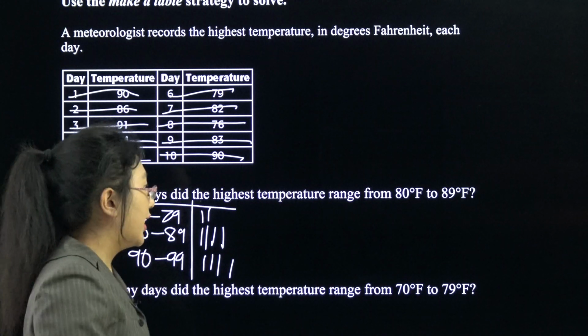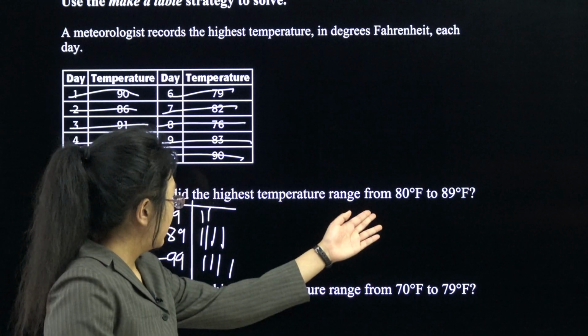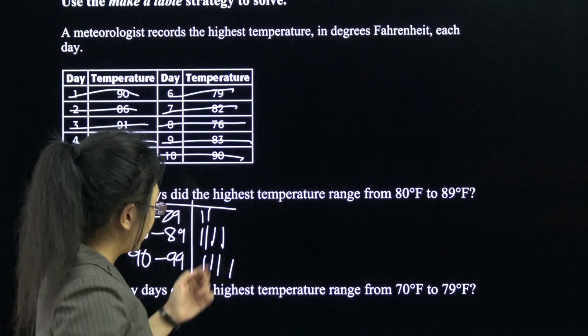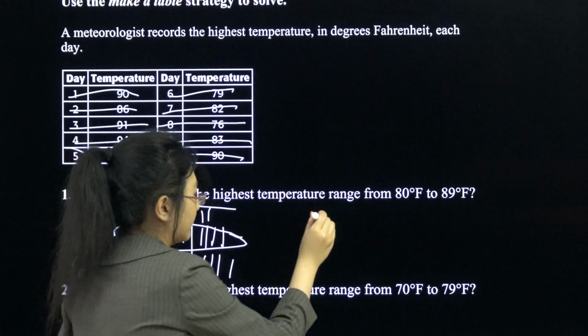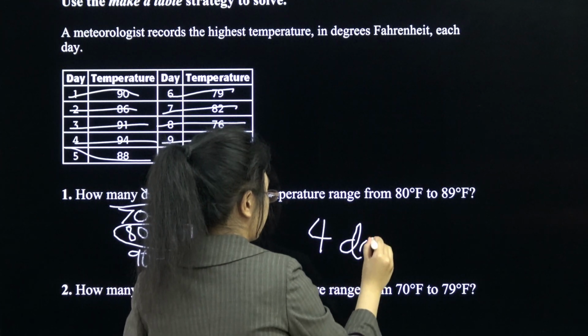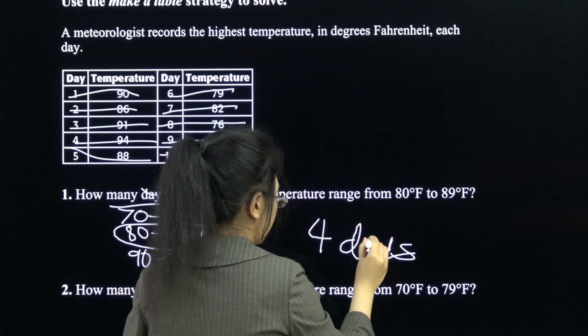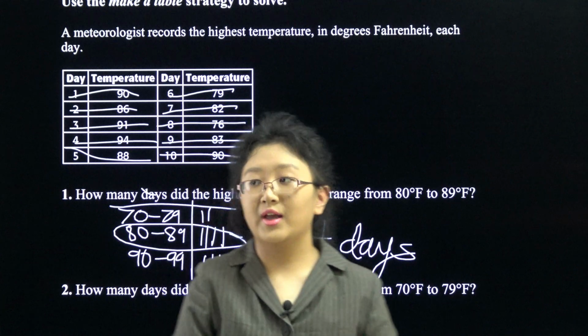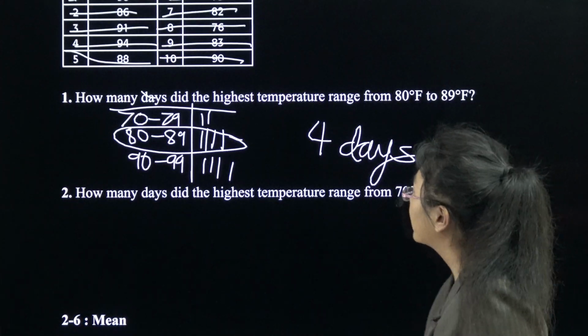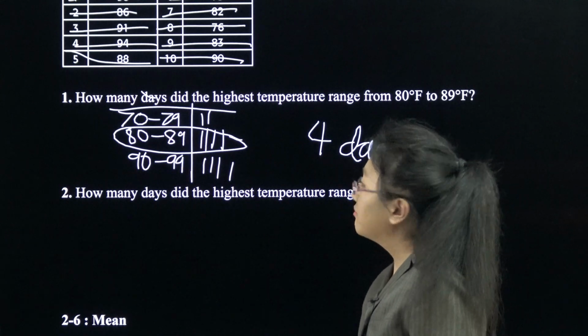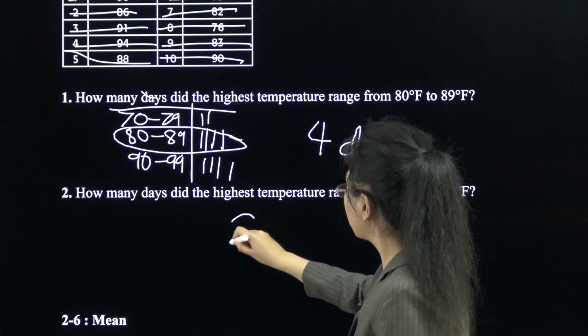So how many days did the highest temperature range from 80 degrees Fahrenheit to 89 degrees Fahrenheit? 4 days. How many days did the highest temperature range from 70 Fahrenheit to 79 Fahrenheit? Well, we already got that. That's 2 days.